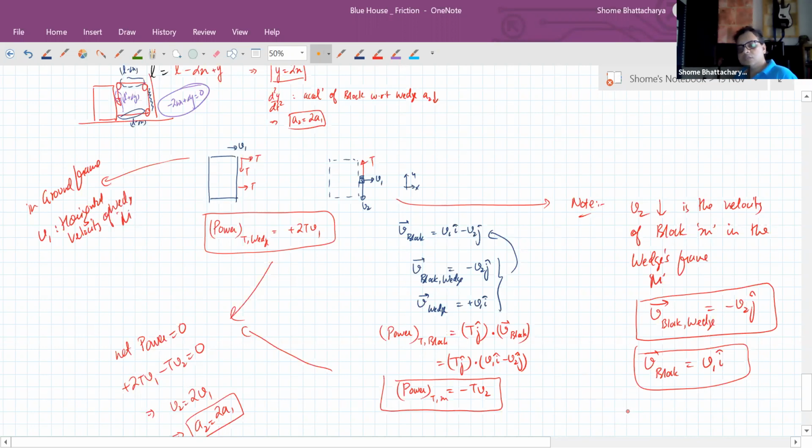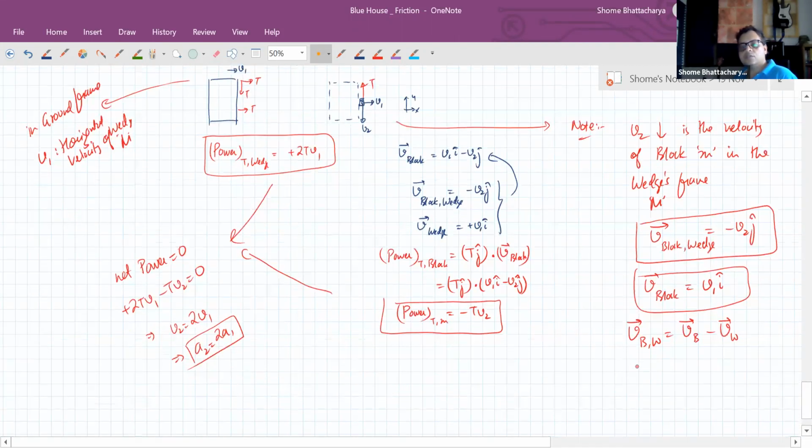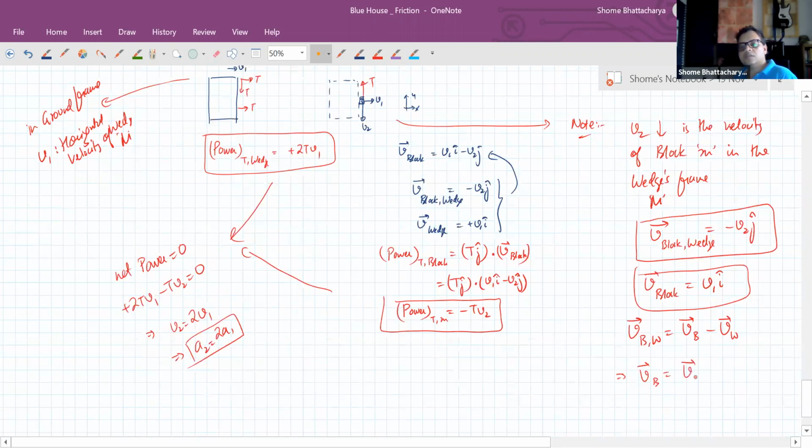Okay. So now you use this relation that the velocity of the block with respect to the wedge is equal to the velocity of the block in the absolute frame minus the velocity of the wedge. The reverse of this equation is that the velocity of the block in the ground frame is the relative velocity plus the velocity of the wedge. So that is why the velocity of the block is becoming this thing: minus V2 j cap plus V1 i cap. This is a concept we have applied.